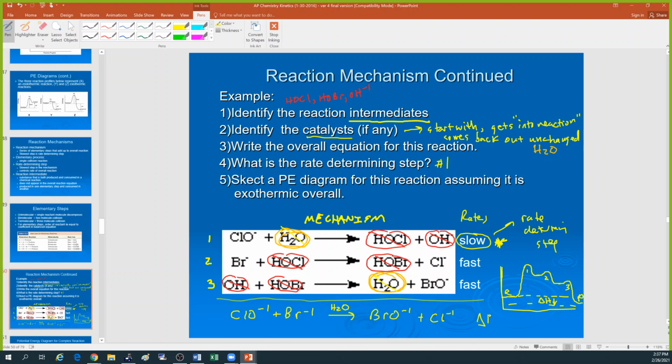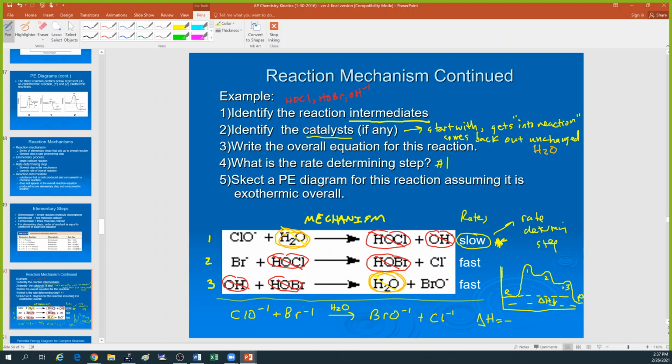So when I say delta H for the overall reaction, I'm referring to just the net change. But each sequence of collisions has its own activation energy. And you can see that the one with the highest activation energy is the rate determining step. It's the slowest one because it's the hardest one.